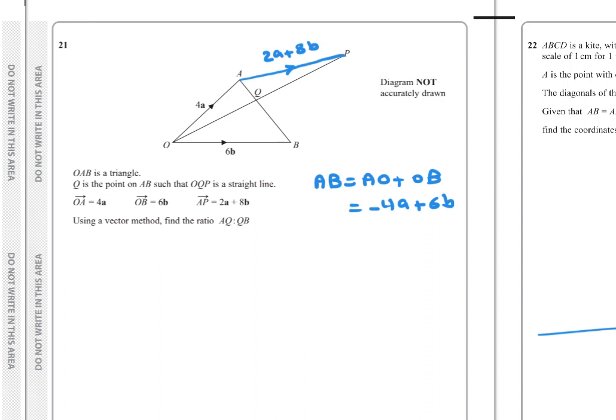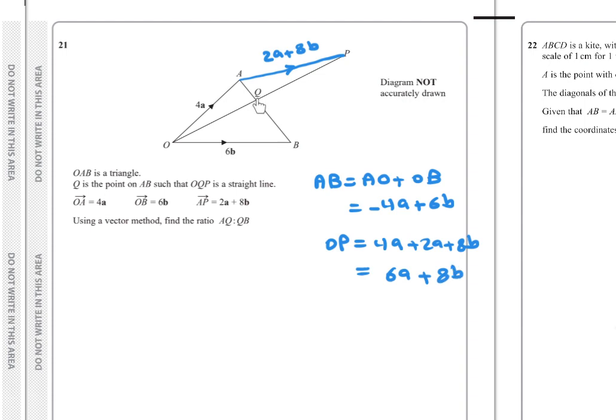And also we can find the vector OB. OB equals OA plus AB. So vector OB equals OA, which is 4A, plus AB, which is 2A plus 8B. We can combine the like terms, so 6A plus 8B.